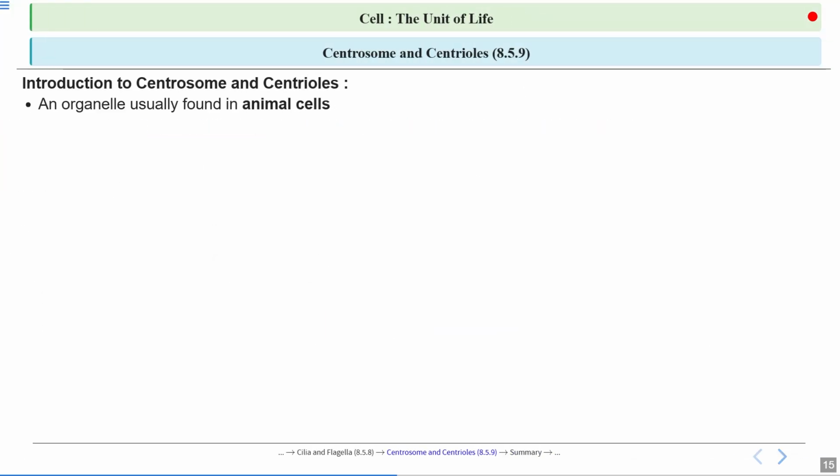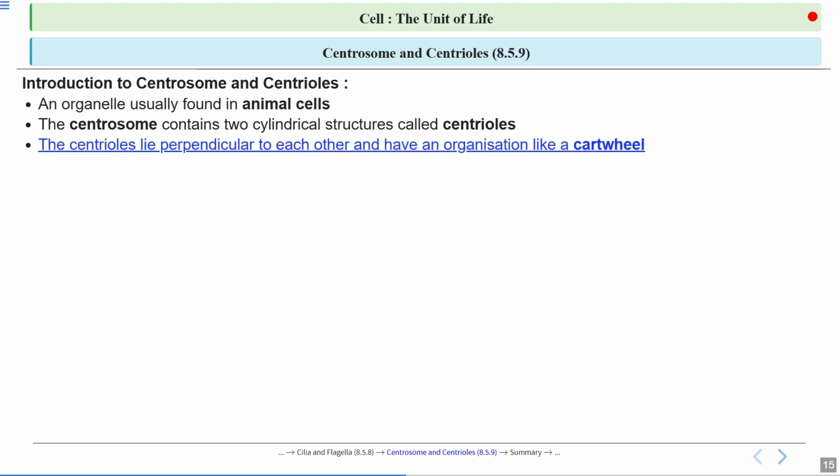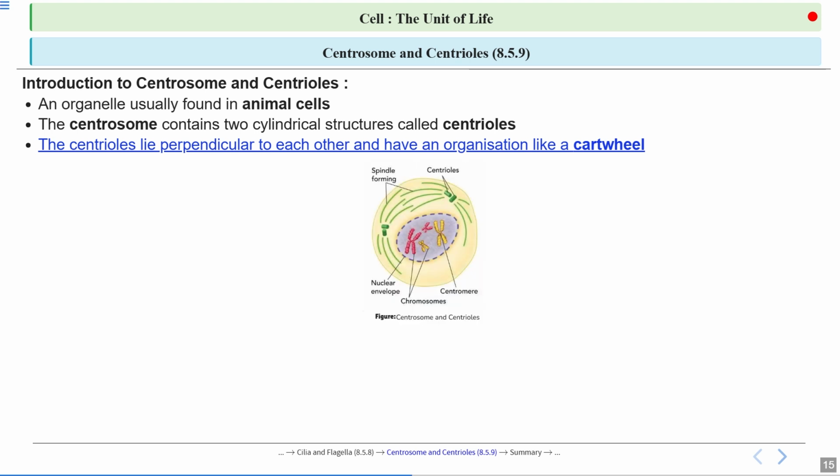Let's talk about the centrosome and the centrioles now. An organelle usually found in animal cells. These centrosomes and centrioles are present in animal cells, not in plant cells. The centrosome contains 2 cylindrical structures called centrioles. Within the centrosome, 2 centrioles are present. The centrioles lie perpendicular to each other and have an organization like a cartwheel. Clear? So there are 2 centrioles, perpendicular to each other.